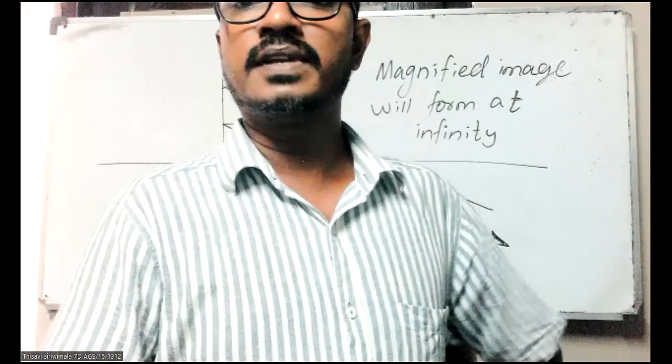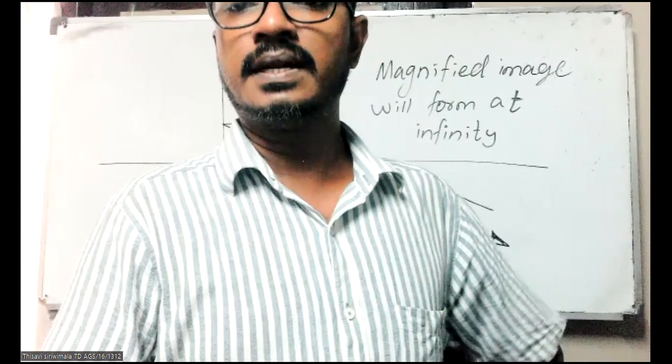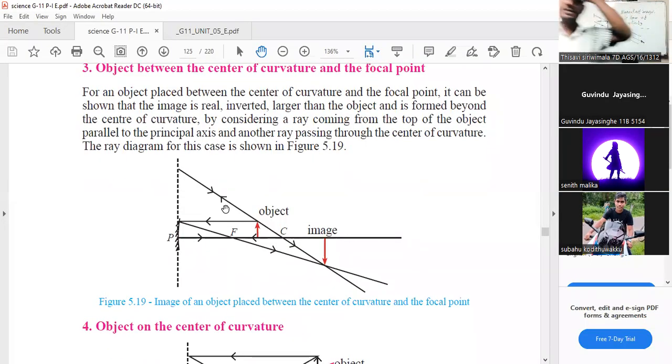Okay, so we'll go for the next one. Third diagram. So now here we have to keep the object between the center of curvature and the focal point. Between the center of curvature and the focal point.